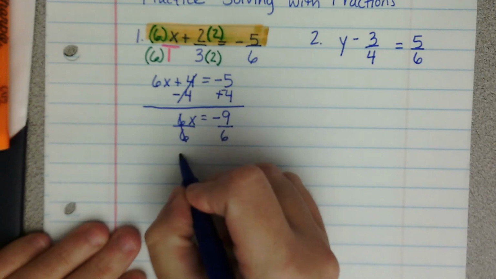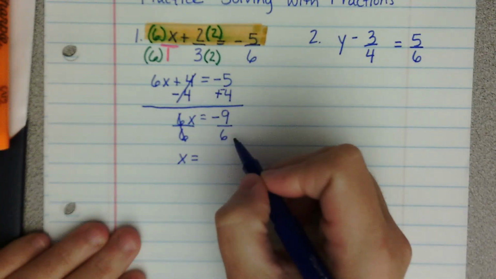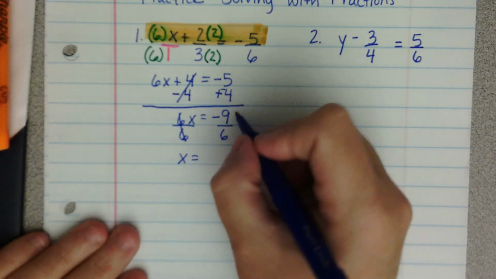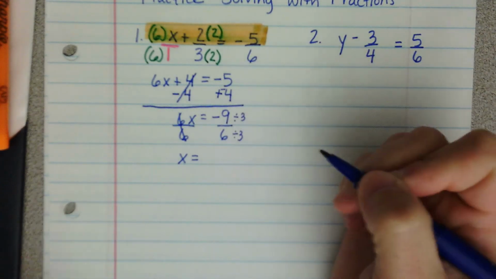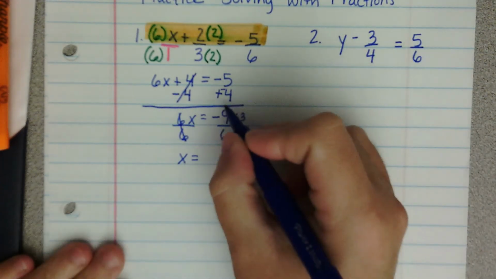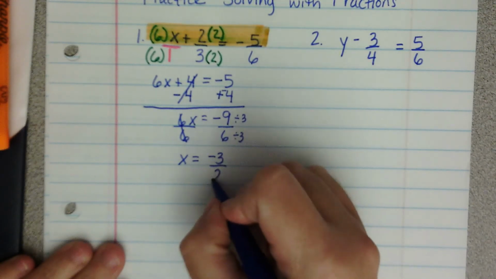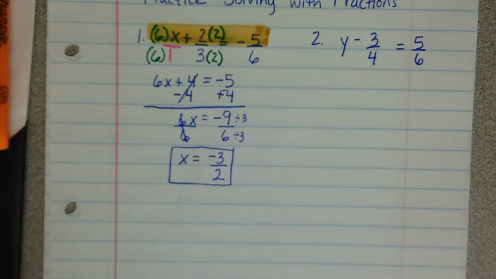We're going to keep this in fraction form, but we're going to reduce it because 3 can divide into the top and 3 can divide into the bottom to make it in simplest form. So negative 9 divided by 3 is negative 3, and 6 divided by 3 is 2, and there is your final answer for your first practice problem.